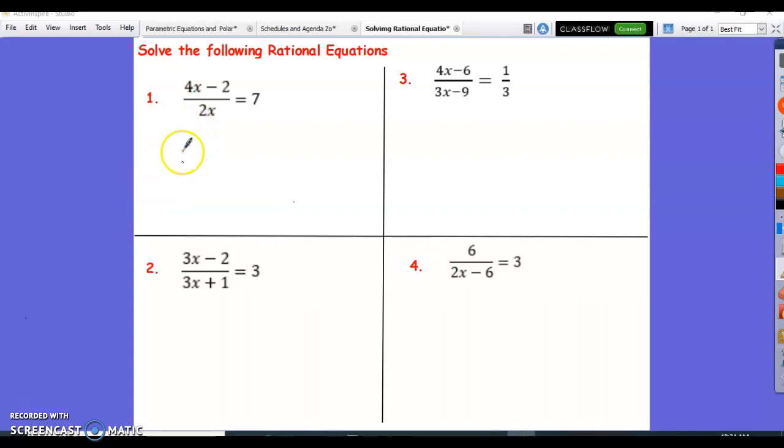In this video, we're going to solve simple rational equations. So all four examples here are very similar to one another. So we're just going to use a similar and simple method to solve this. Let's take example number 1. 4x minus 2 over 2x equals 7.